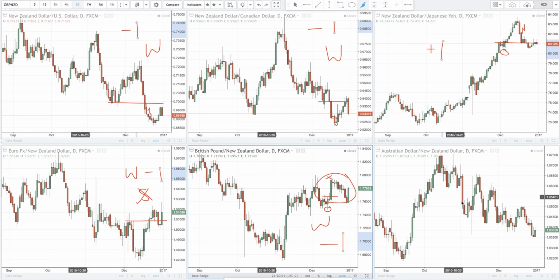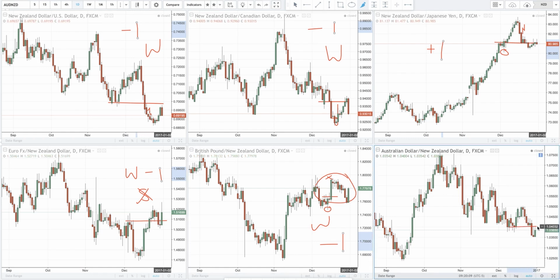Okay, and finally, Aussie New Zealand. New Zealand being still on the right side. The chart's going down, which means if this is like that, this is strong. New Zealand's strong here, which is a +1.